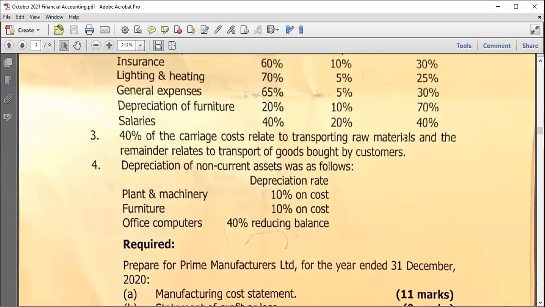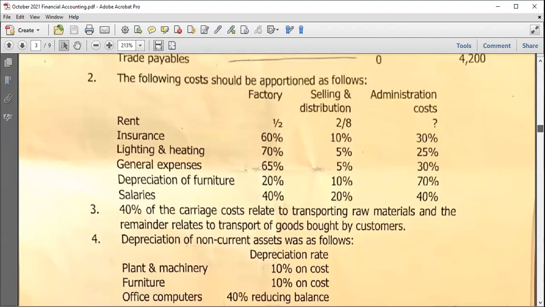The same thing. They never tell you about carriage costs, where they're telling you that 40% of the carriage costs relate to transporting raw materials, and the remainder relates to transport. Now, the 40% of your carriage costs, you put it under your manufacturing cost statement, just under your purchases of raw materials. The rest of the 60%, you come and put it under your selling and distribution costs. Because one relates to you bringing raw materials, the other one relates to you delivering to customers, which is a selling and distribution cost.